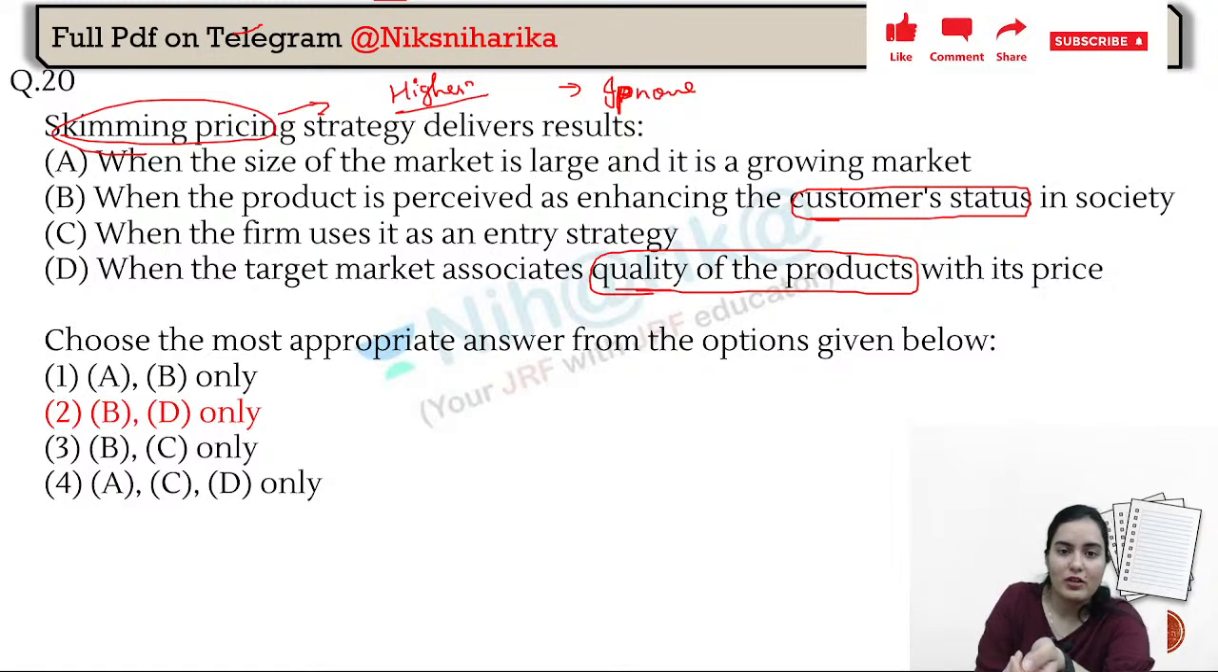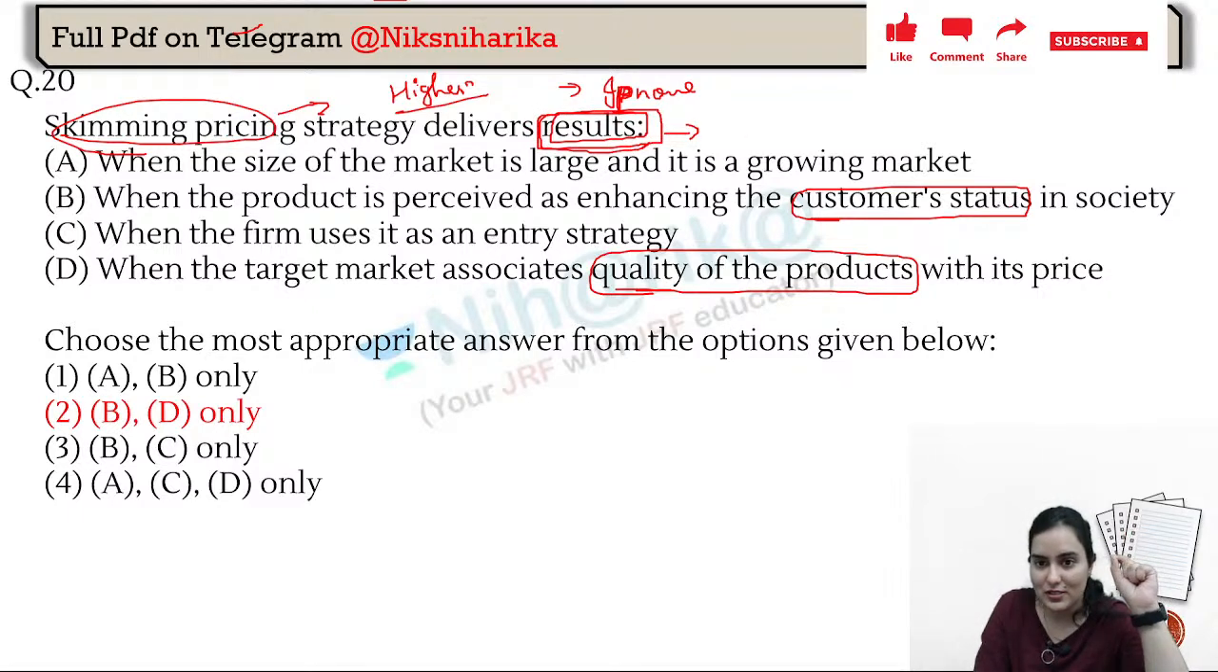But what the question is asking is, the skimming pricing strategy delivers results. Results. What is the result? The result is it is showing customer status. It is showing that the quality of the product is directly proportionate to the price. That is the result.